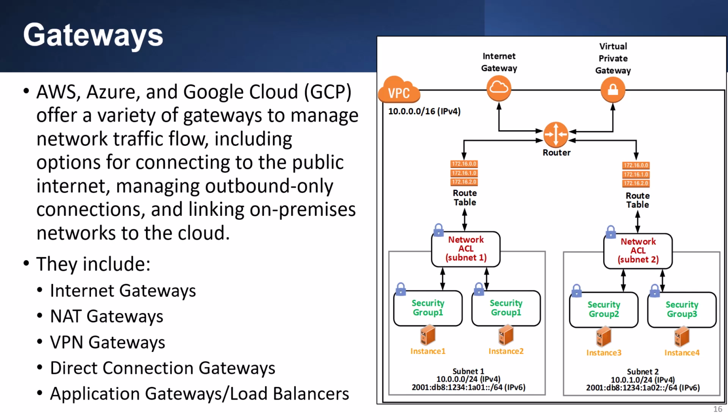AWS, Azure, and Google Cloud offer a variety of gateways to manage network traffic flow, including options for connecting to the public internet, managing outbound-only connections, and linking on-premises networks to the cloud. They include internet gateways, NAT gateways, VPN gateways, direct connection gateways, and application gateways and load balancers.